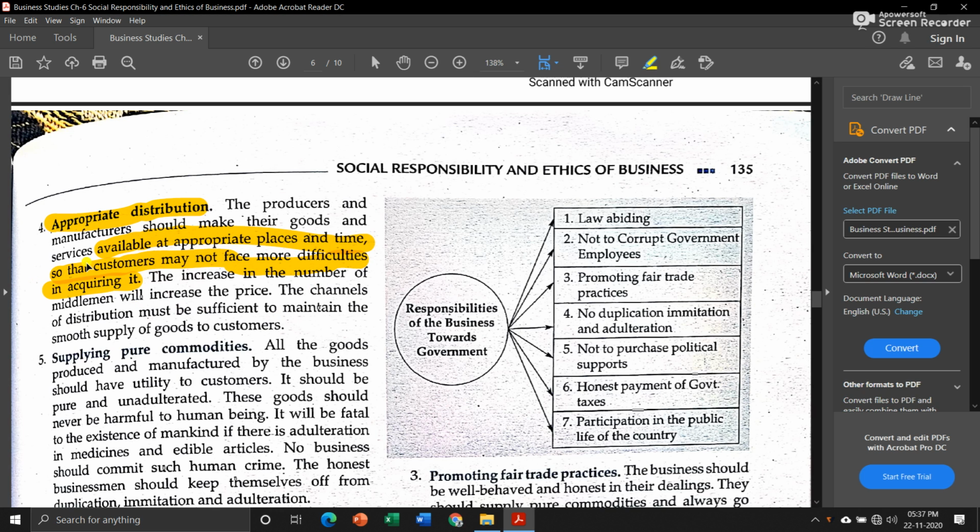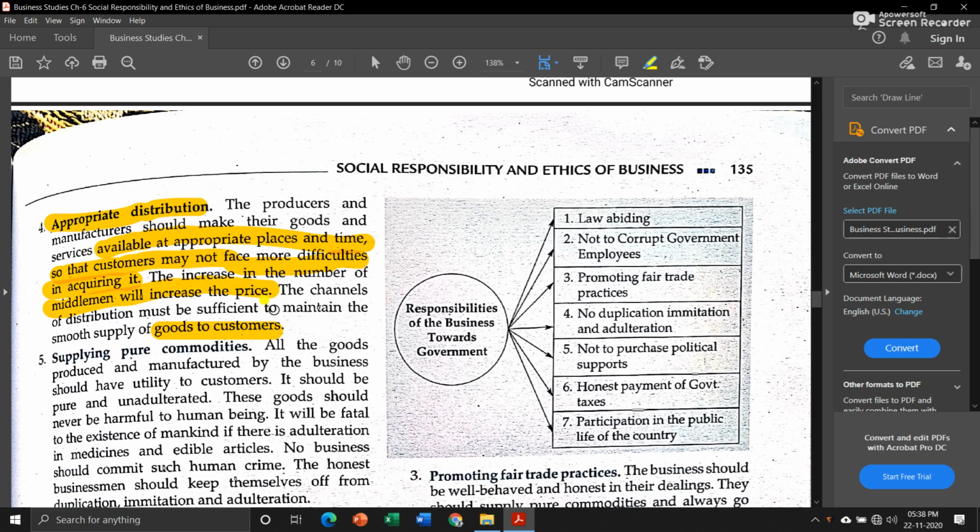Business should try to make consumers reach their product as easily as possible. The increase in the number of middlemen will increase the price. The channels of distribution must be sufficient to maintain the smooth supply of goods to customers.